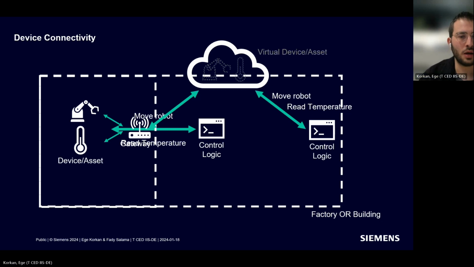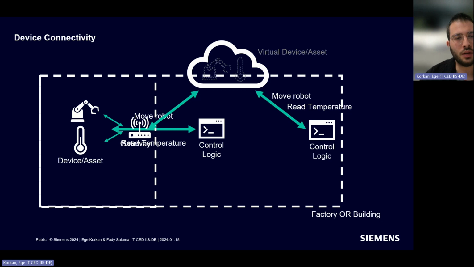And there are different patterns, like I said, so we could be in a factory or building, or in a smart home environment. And we could interact directly with the devices to move the robots, to read the temperature, or turn on and turn off the lights. And there could be a gateway in the middle, but in the end, what the control logic cares about is the logic itself, right?